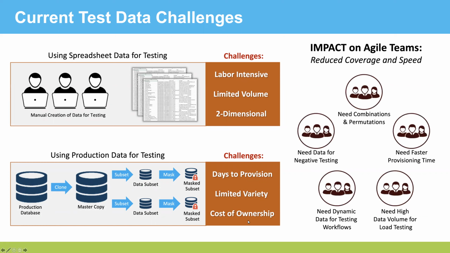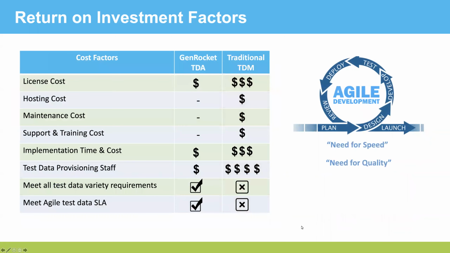So in the marketplace, there's a real need for a solution to work very, very well with an agile team for increased coverage and speed so that we can have all the permutations and combinations of data, the negative data, the edge case data, the very fast provisioning time for agile environments, the volume, and so forth. So this is what the driver is, and we believe that can be really helpful to reduce those huge losses that were reported. So how do we justify an investment in GenRocket?